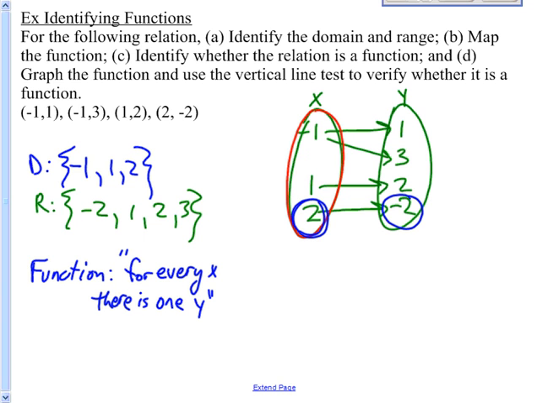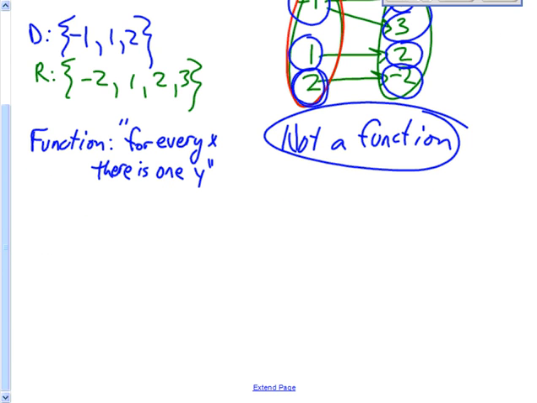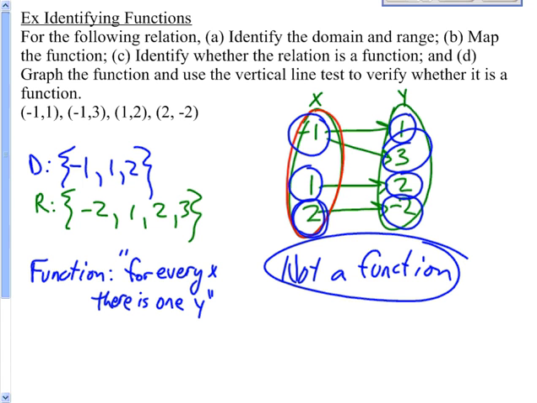For that 2, one output. For this x, how many y's? I got one y. So far, so good. So far, it's a function. Now for this x, uh-oh, I don't have just one y, I have two y's for that one. So this is not a function. Not a function. Okay? Now there's a little more to this. There's a graphical test for this, which we call the vertical line test.